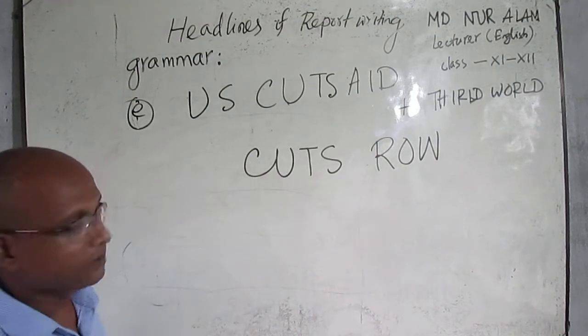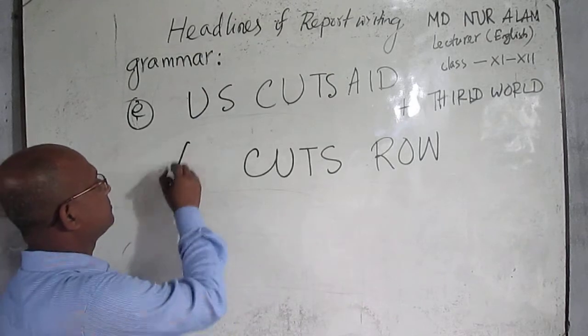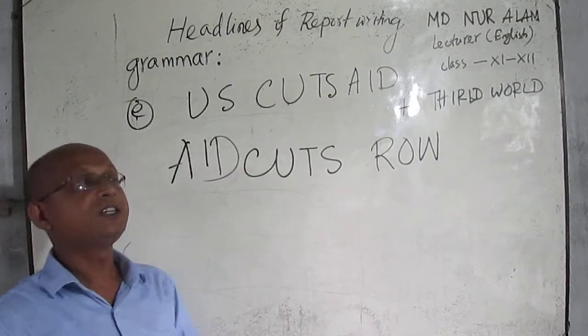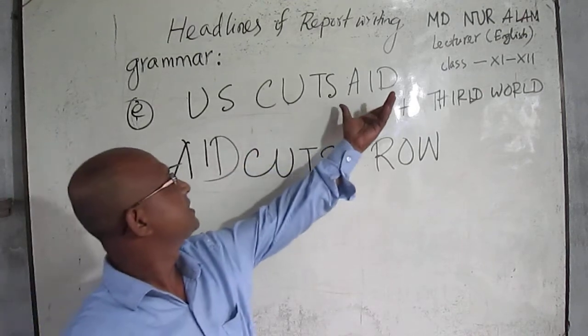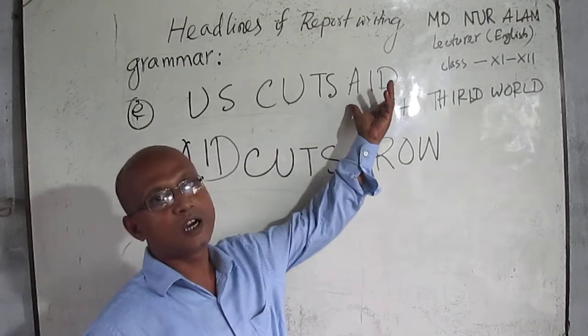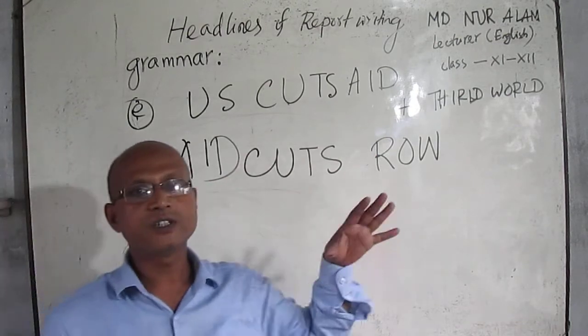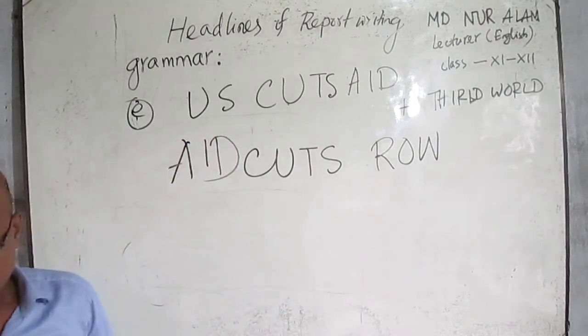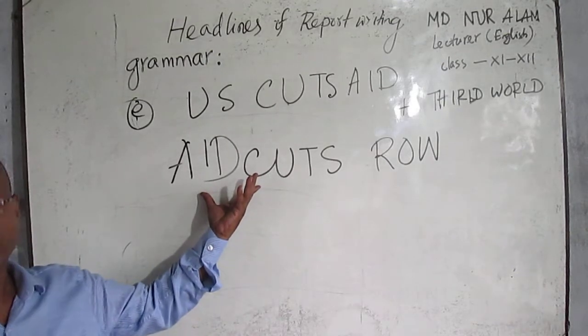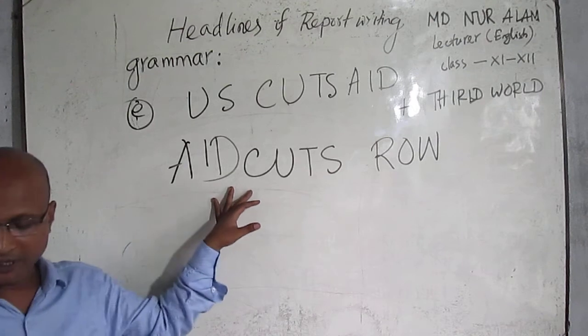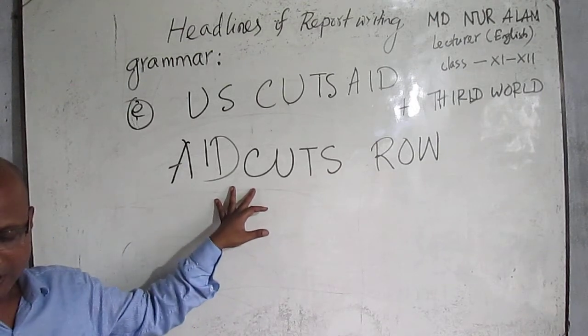Oh, sorry. This is the headline. Aid cuts row. In this sentence, aid is a noun. In aid cuts row, aid means help. Cuts means reduce. So what is the meaning of this sentence? There has been a disagreement about the reduction in aid.